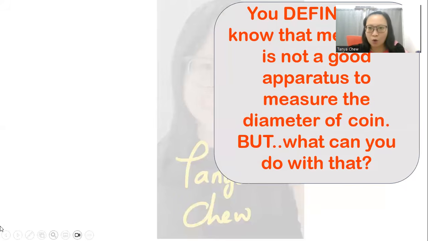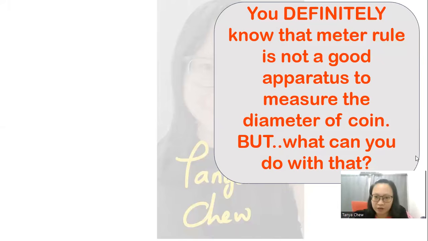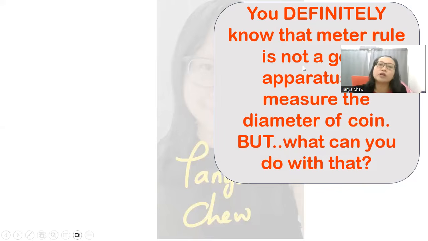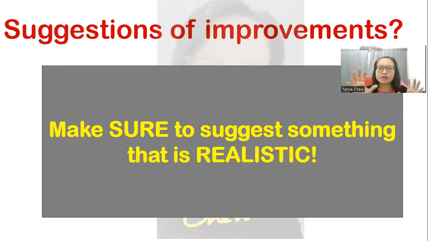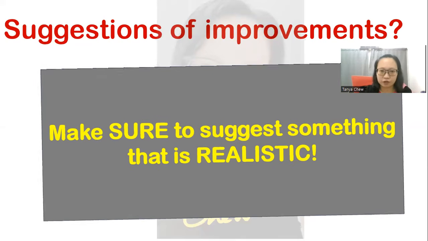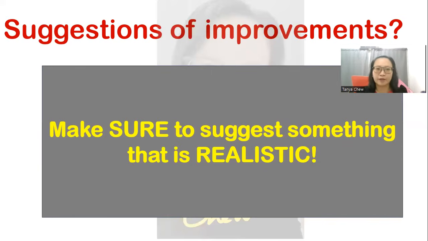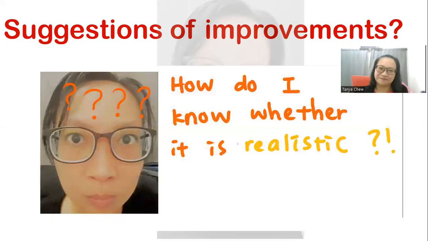So you definitely know that the meter rule is not a good apparatus to measure the diameter of the coin, right? So what can you do about that? You can do nothing about that, right? So for suggestions of improvement, make sure you suggest something that is really, really realistic. I receive a lot of suggestions from students that are not. How do you know whether the suggestion is realistic?